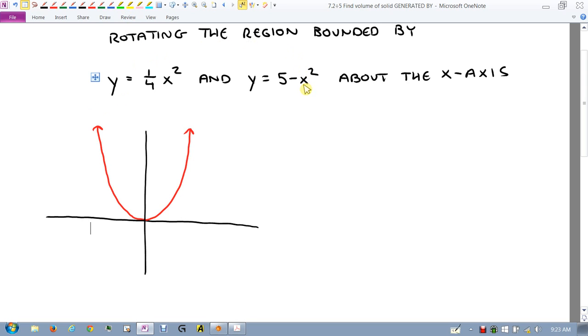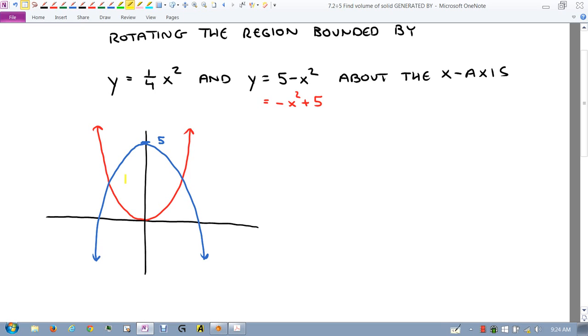5 minus x squared is a parabola that opens down. And you could have written it this way, negative x squared plus 5. That's the same exact thing. And if I write it this way, then I think it's easier to see that it's just the parabola that opens down moved up 5. So it'll look like this. That hits up here at 5. We all okay with that?